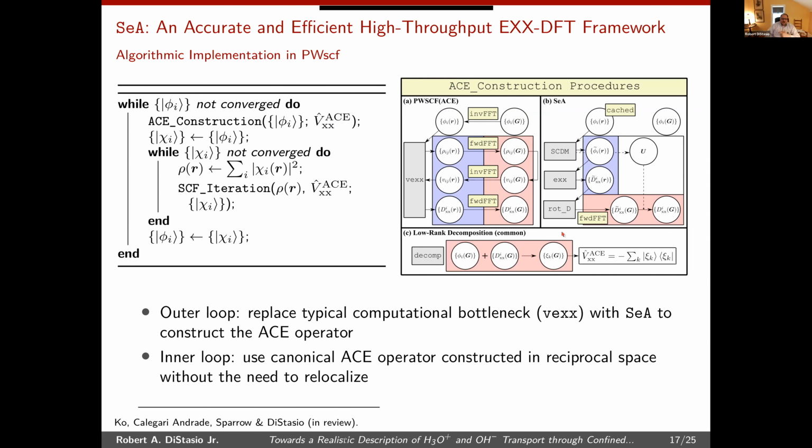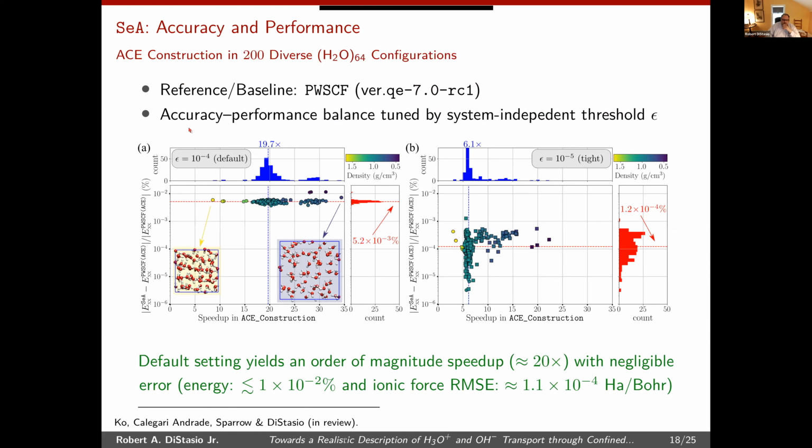All right, so here, let me show you some results. Let's look at the left-hand side. What we're plotting now is the speed up in the ACE construction step. This is the bottleneck in the ACE calculations in PWSCF. And on the left, the y-axis, this is the accuracy, but it's in percent, folks, right? So this is a very, very small percentage.